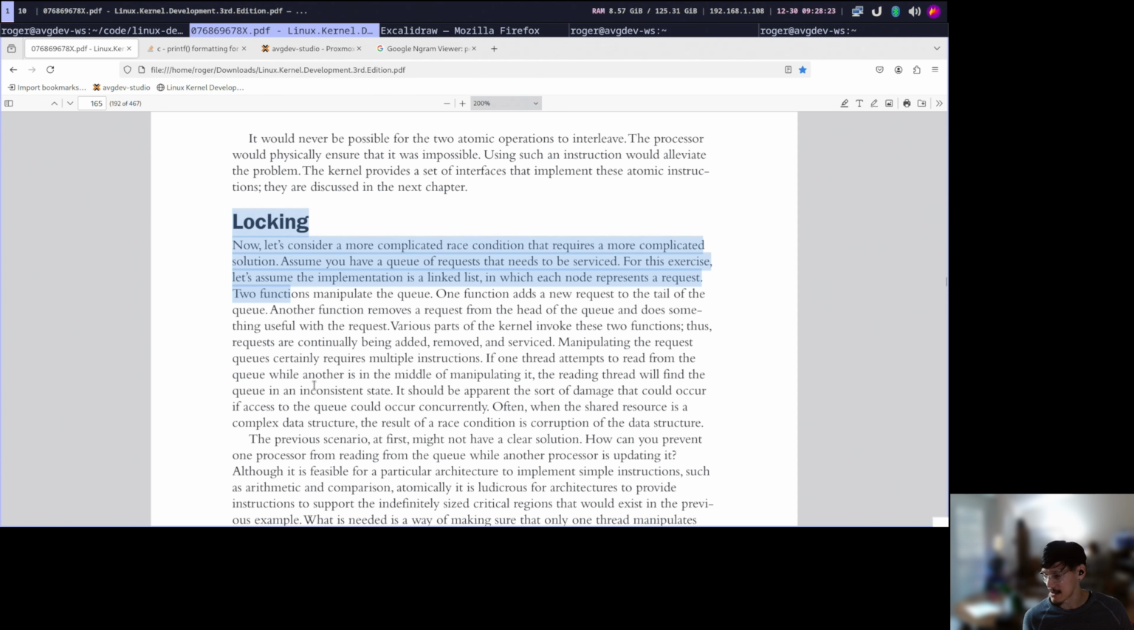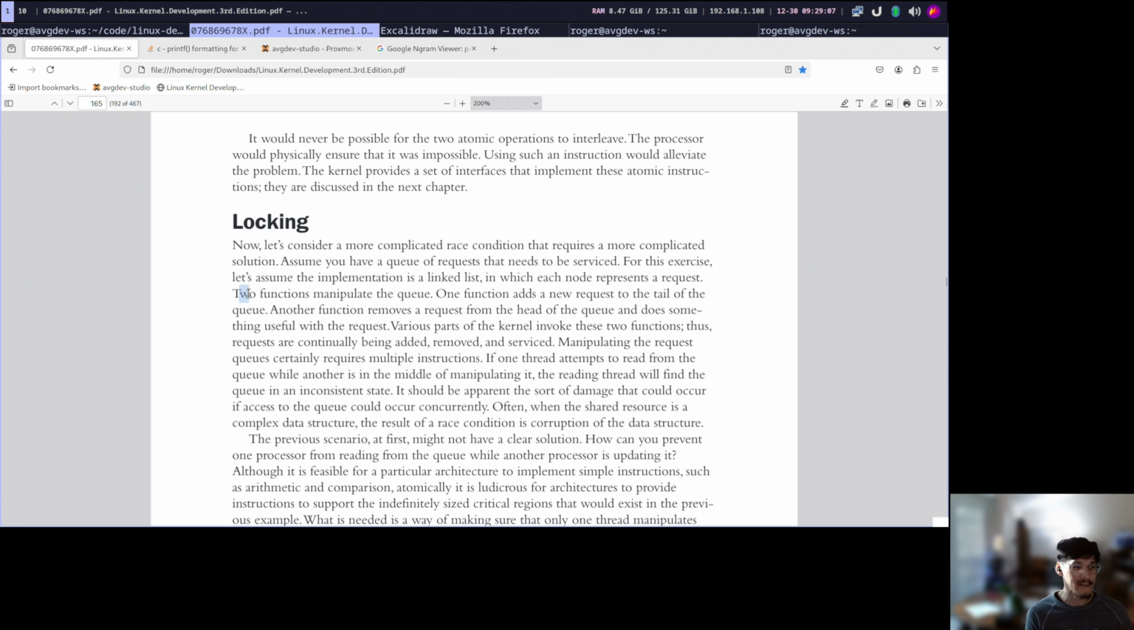Locking is the simplest way to do it. So now let's consider a more complicated race condition that requires a more complicated solution. Assume that you have a queue of requests that needs to be serviced. For this exercise, let's assume the implementation is a linked list in which each node represents a request. So this queue is implemented as a linked list, and each item in the queue is a request.